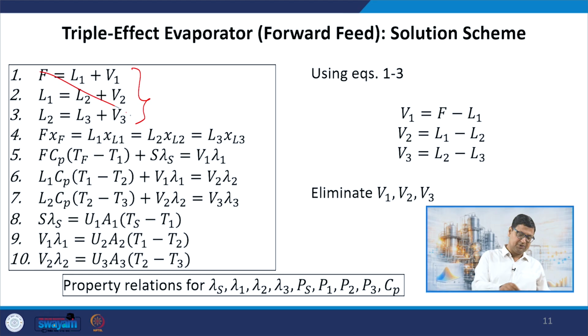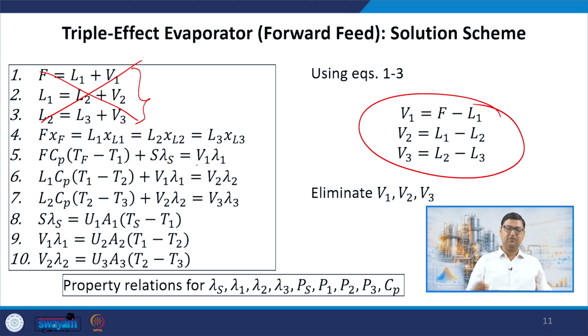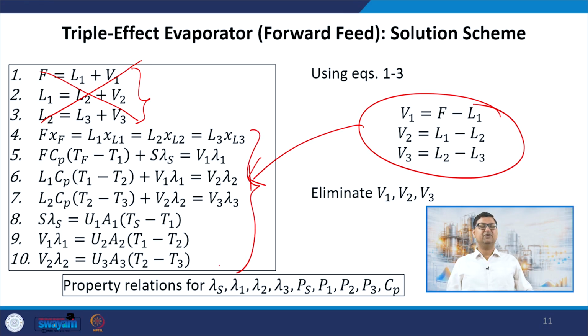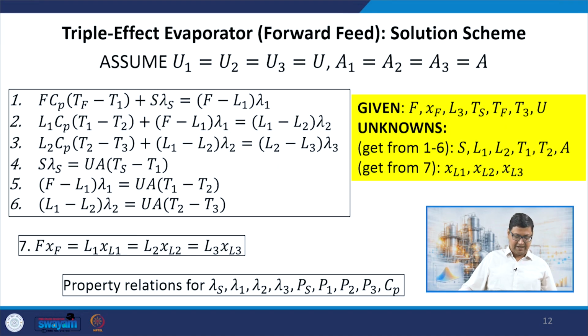So I will drop these three equations now, and instead wherever I have V1, V2, V3 appearing in the remaining equations, I am going to substitute for V1, V2, V3. So effectively those three unknowns are dropped from the equation because we have eliminated them using the equations that we have got from the overall mass balance. So if I do that, then I have a relatively simpler set of equations.